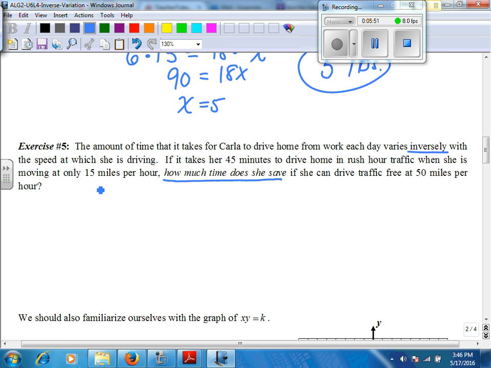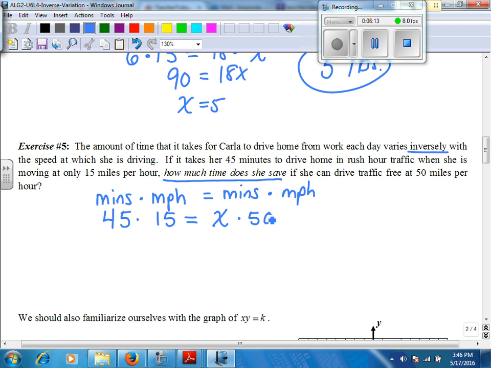So we're looking at the minutes times the miles per hour. Minutes times miles per hour. So it takes her 45 minutes if she's driving 15 miles per hour. But because it varies inversely, we're going to multiply that. And it'll take her x minutes if she's driving 50 miles per hour. Well, 45 times 15 is 675 equals 50x. And if we divide by 50, we get 13.5.